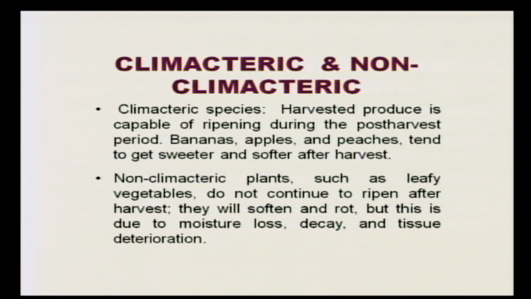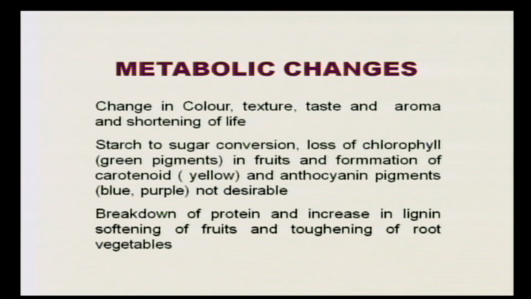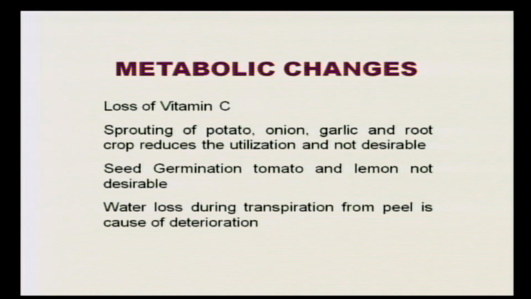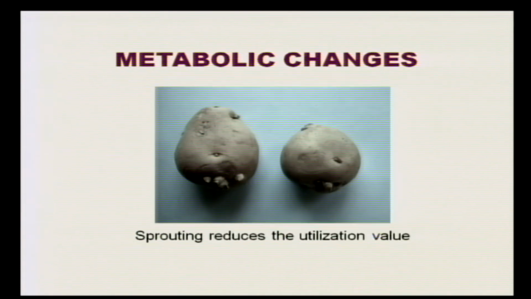Climacteric fruits are capable of ripening post-harvest. Bananas and apples tend to become sweeter and softer. Non-climacteric fruits will not ripen. They will decay, with tissue deterioration and moisture loss, and leafy vegetables are an example of this. Similarly, there are metabolic changes in color, texture and aroma, and there is a breakdown of protein. There is also a loss of vitamin C. Examples are sprouting of potato, and similarly garlic and root crops, which are not desirable. Seed germination too. These are metabolic changes which are not desirable.